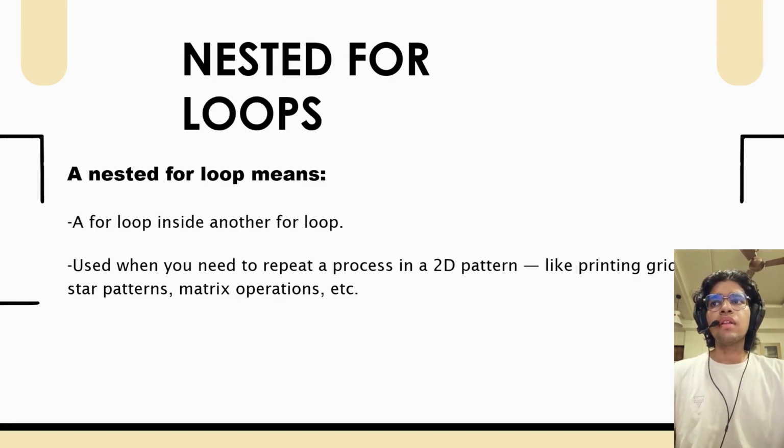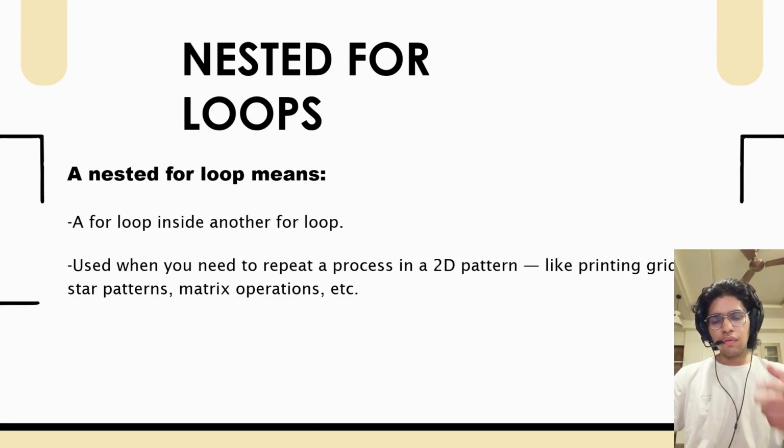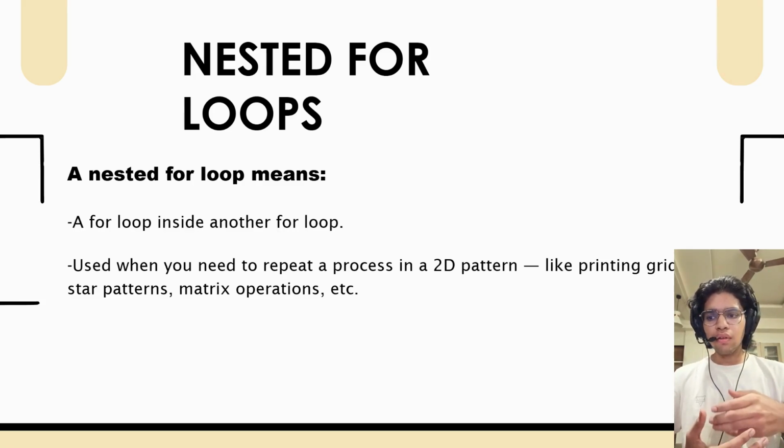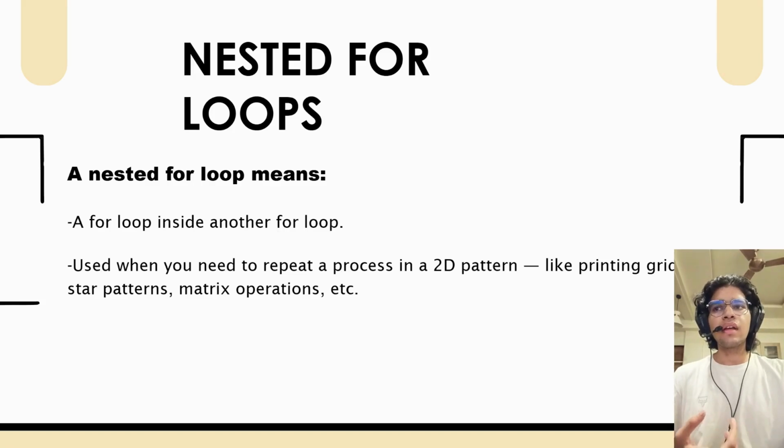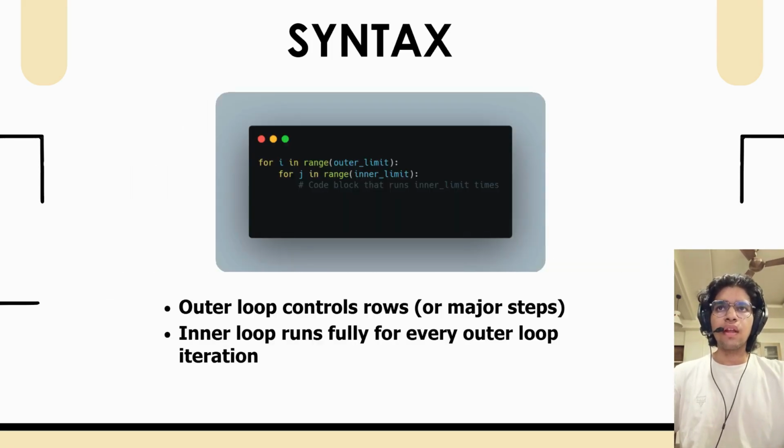A nested for loop means a for loop inside of a for loop. So this is particularly handy when we have to print certain lines of code which requires us to access rows and columns simultaneously, like 2D patterns like printing grids, star patterns, and matrix operations. The syntax for it is the same: for i in range of the outer limit which we want to pursue, and then for j in range inner limit which we want to pursue.